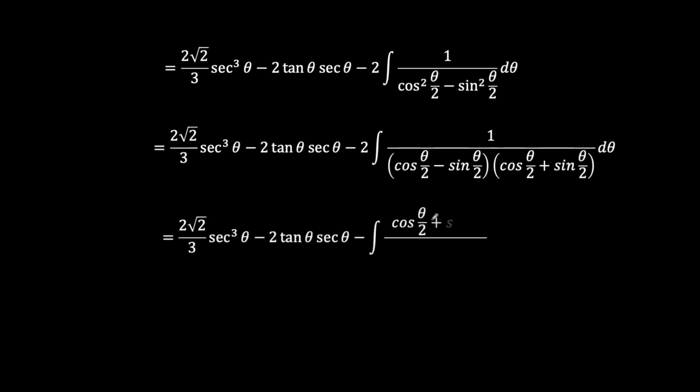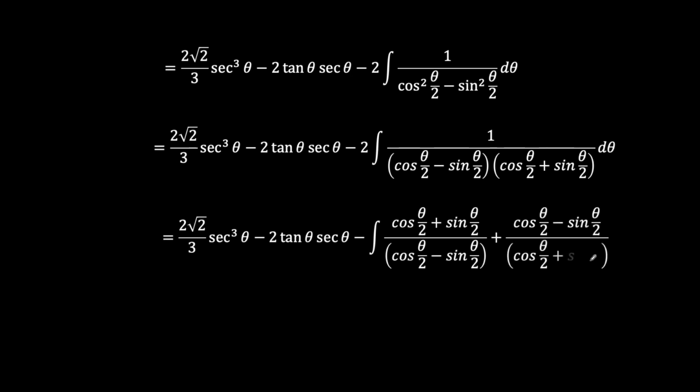This is the same as cosine theta over 2 plus sine theta over 2 over cosine theta over 2 minus sine theta over 2, plus cosine theta over 2 minus sine theta over 2 over cosine theta over 2 plus sine theta over 2. And then we integrate this. You can see the numerator is the derivative of the denominator, right?